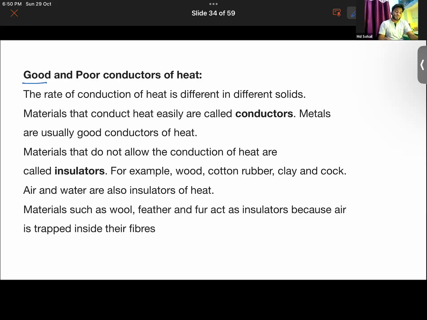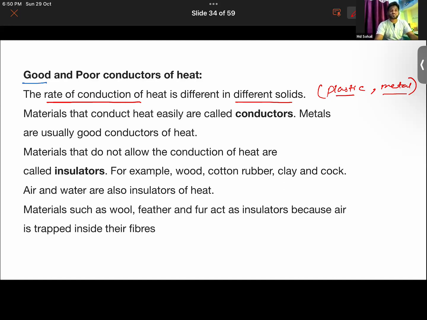Yes, sir. So any solid material that you will observe, whether it's a plastic object or a metal object, they have different rates of conduction. Out of the plastic or metal, which will conduct heat more?